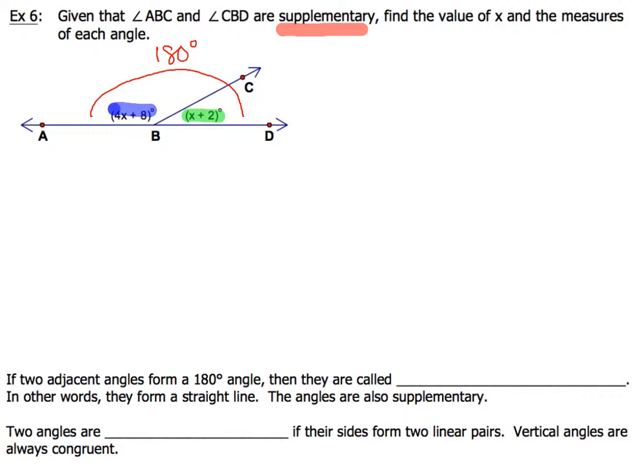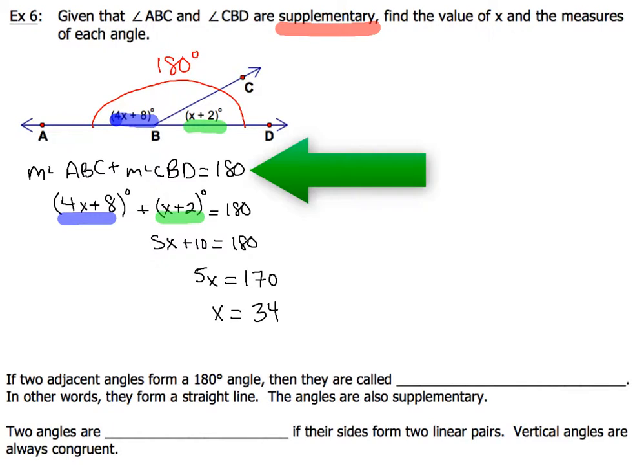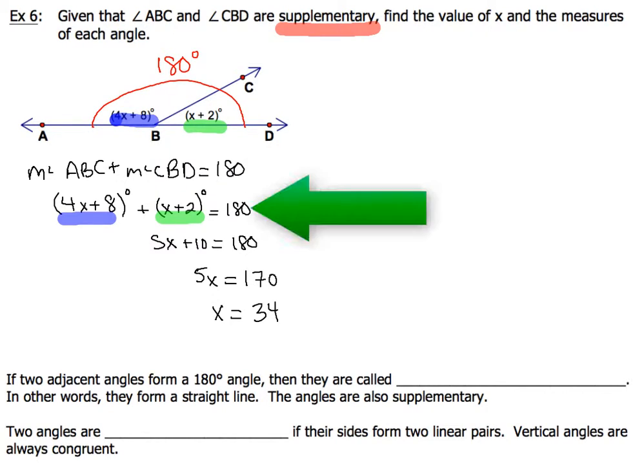So, if you think you've got this down, hit pause, set up your equation, solve for the variable, and then find the measure of each angle. Then when you're done, check it and see if you wrote everything correctly. What we're going to do is make sure that we add the measure of angle ABC and CBD, set that equal to 180 since my two angles are supplementary. Second, we're going to substitute the value of 4x plus 8 and x plus 2 for each one of the angles respectively.